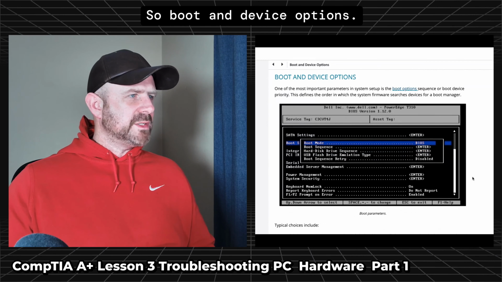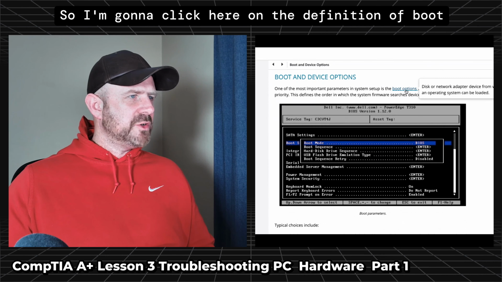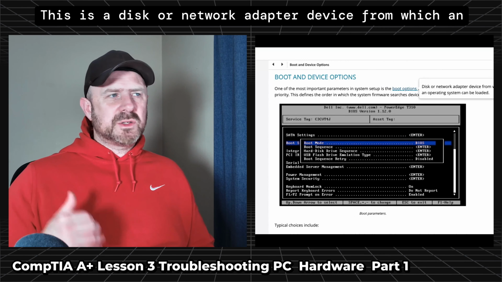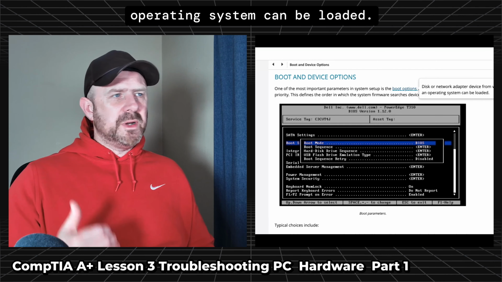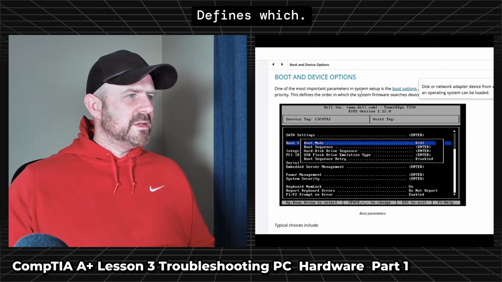So, boot and device options. I'm going to click here on the definition of boot options. This is a disk or network adapter device from which an operating system can be loaded.